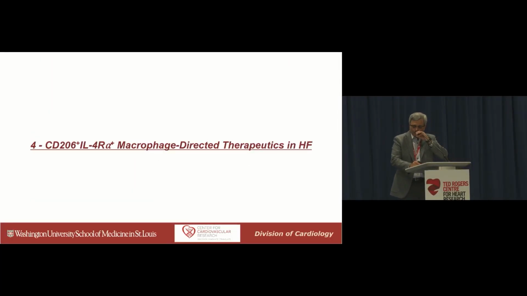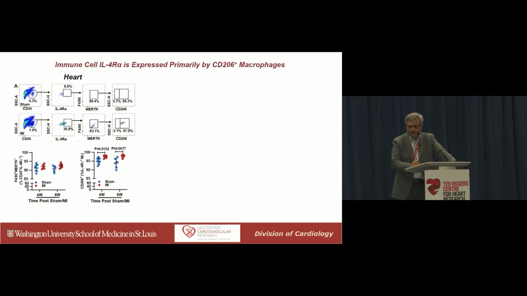So the third point, sorry it's mislabeled, is that we could then leverage this to have IL-4 receptor-directed therapeutics in heart failure. And so just a step back, if we do a flow cytometry of all cardiac leukocytes that express IL-4 receptor alpha, and then assess how many of those cells are macrophages, we see that the majority, over 90% of IL-4 receptor alpha expressing cells in the heart, are macrophages. And they are primarily CD206 positive macrophages.